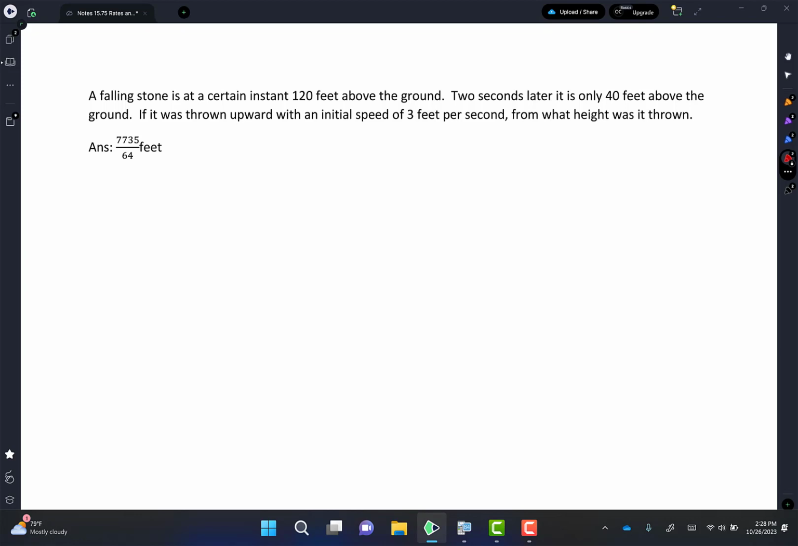But it's difficult because they don't tell you the time of when it happens. A falling stone is at a certain instant 120 feet above the ground. That is some position. I do not know at what time. I'm just going to say this. Should I use the letter y? Yeah, because it's just going up and down. So a falling stone at some time, I'm going to put t1, not t, is 120 feet above the ground. 2 seconds later, it's only 40 feet above the ground.